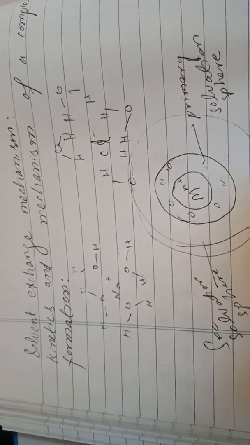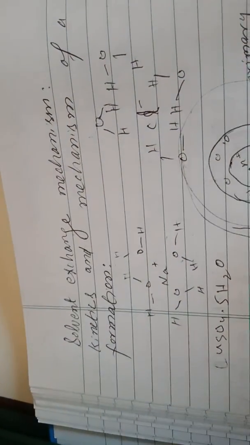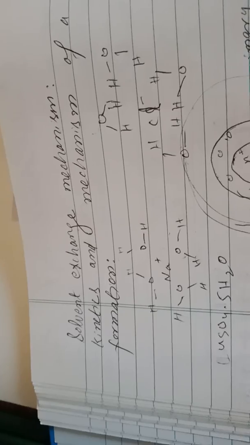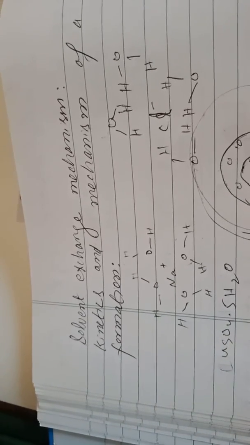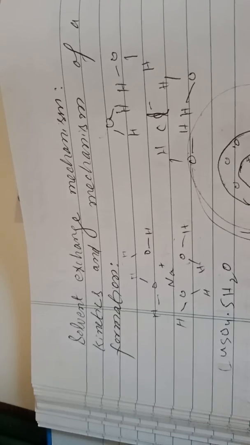Like here we have a solvate compound, whereas the solvation number describes the number of solvent molecules bound to a solute species. For example, in the case of copper sulfate, we have 5 water molecules. These 5 water molecules are the solvated water molecules, also known as the solvate. And as this is water, it is also known as water of crystallization or hydrate.